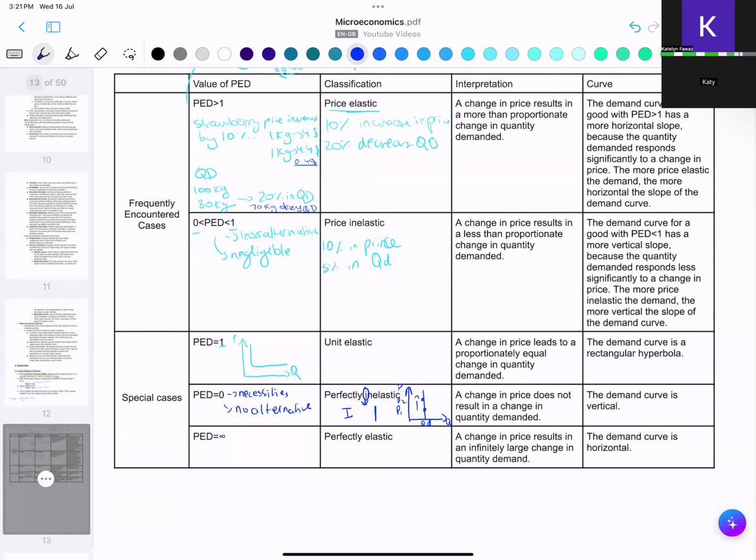Then you have PED perfectly elastic. This means that when there's a change in price, there's a really large change in quantity demanded, and this is why the graph is like this.